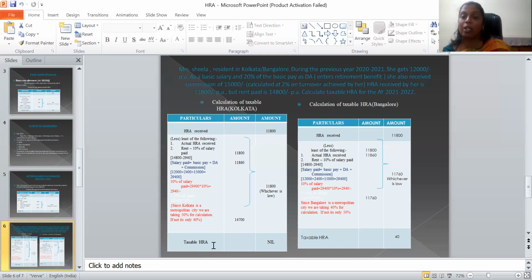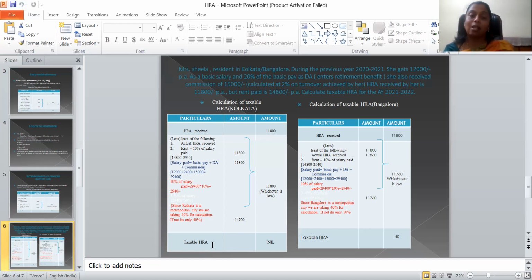So the amount of HRA she has received is 11,800. Rent paid minus 10% of salary is 11,860. And for a metropolitan city, it was 50%, but now, as we are calculating for Bangalore, 40% of 29,400 comes up to 11,760. So out of all these three, the lowest amount is 11,760, and the taxable HRA, which we have to include as a part of salary, will be 40.